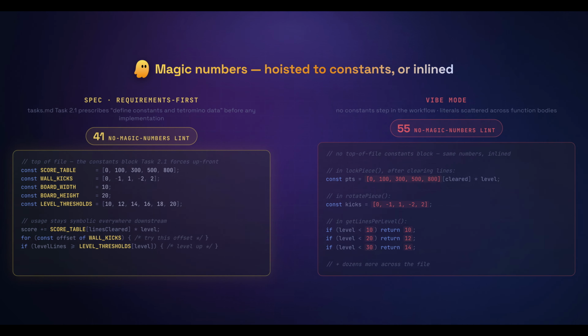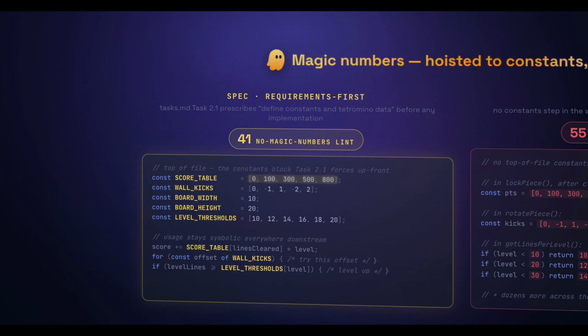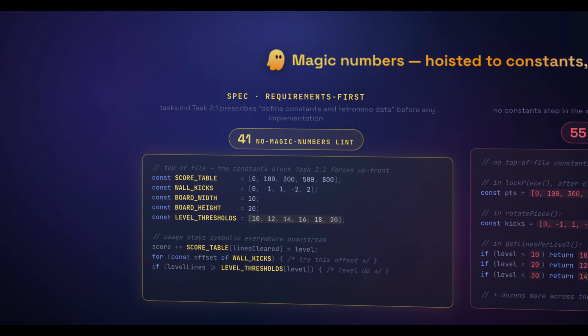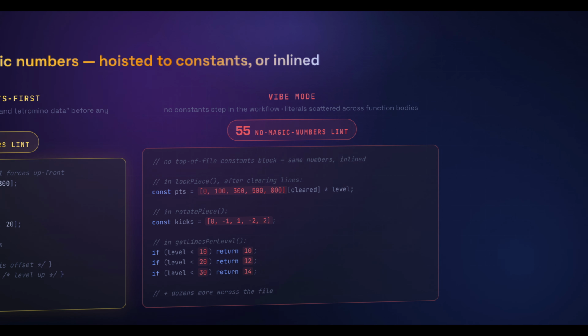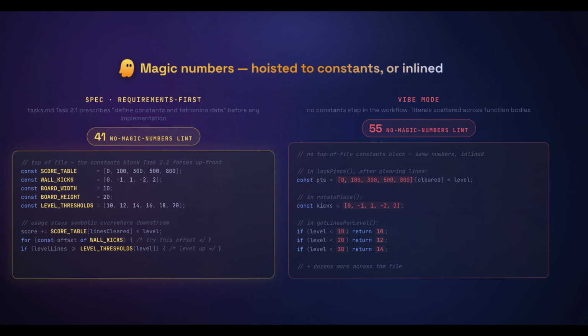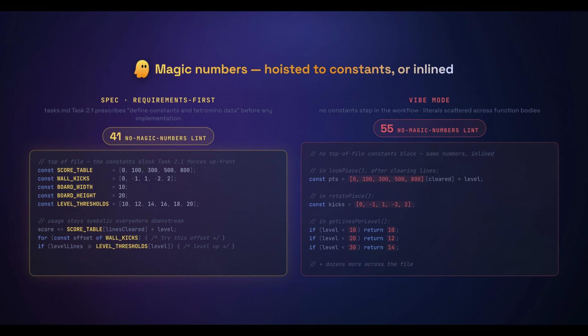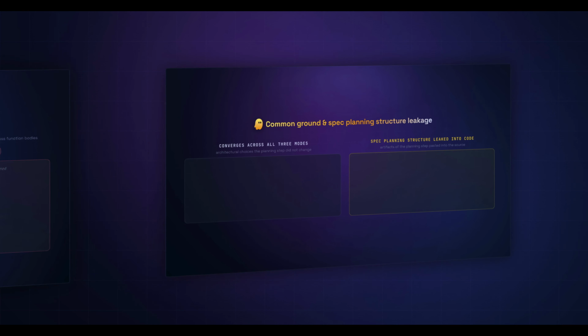Third, magic numbers. Requirements first has the fewest no-magic-numbers lint warnings, 41 against Vibe mode's 55. The mechanism is in the task plan. Requirements first has a dedicated define constants step that prescribes the scoring table, wall kick offsets, and level progression thresholds before any implementation task runs. That upfront constants hoisting instruction is what Vibe mode's prompt-only workflow lacks.